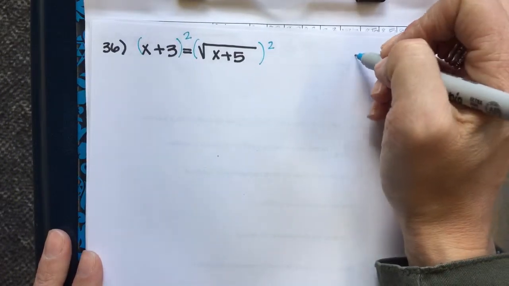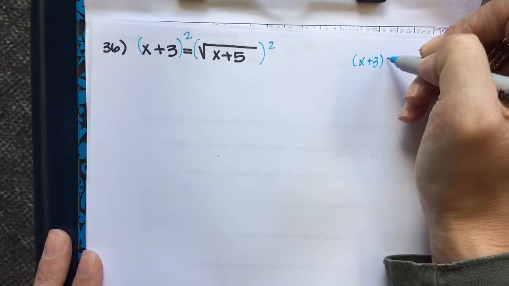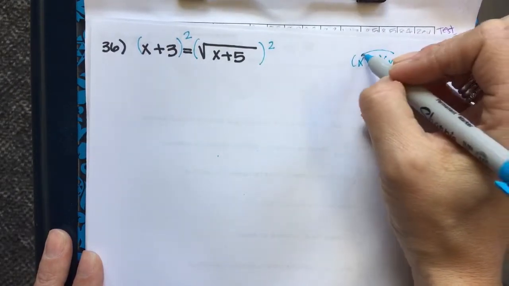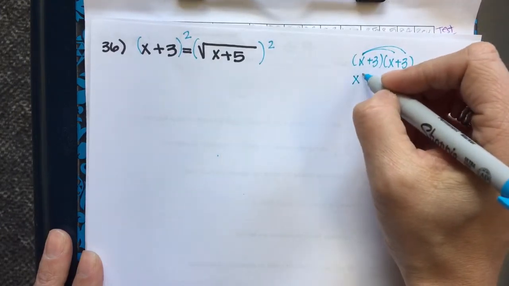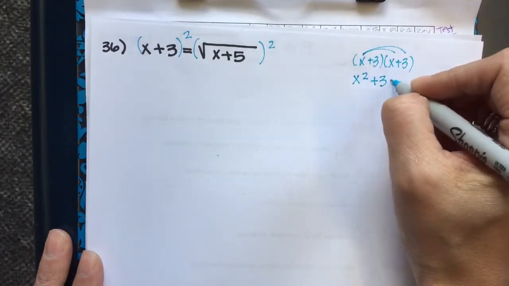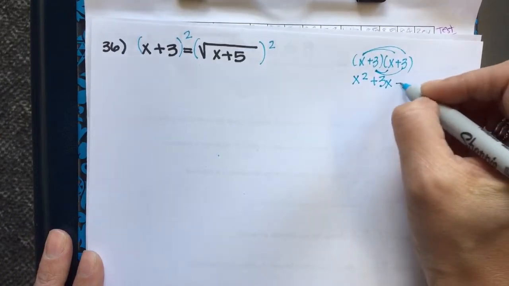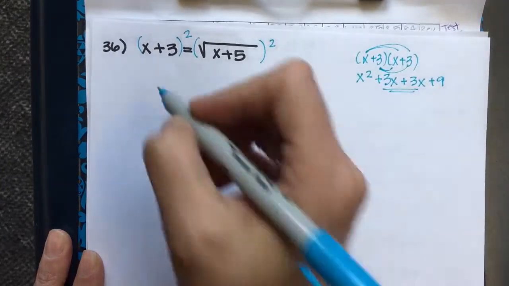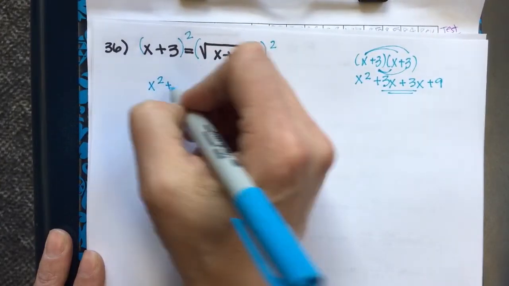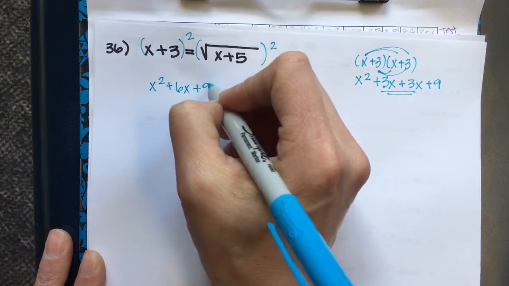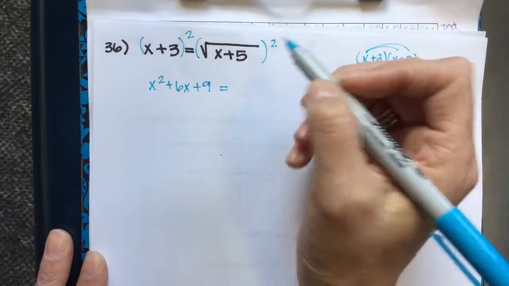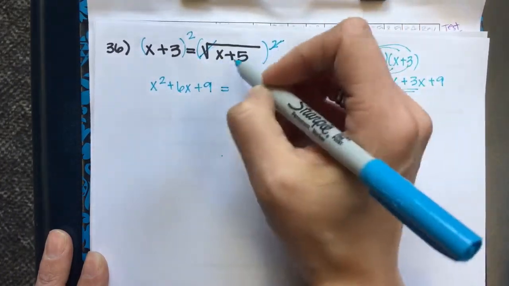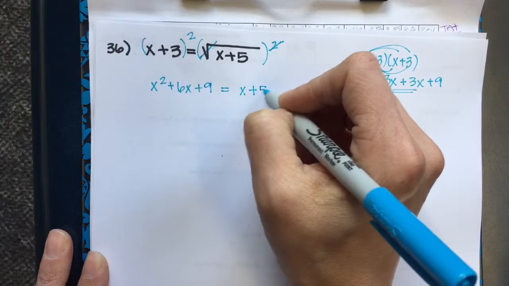So I'm multiplying an x plus 3 and an x plus 3 2 times, and we have to distribute. So I get x squared plus 3x plus 3x plus 9, and we can combine like terms. On the right-hand side, second root, second power are inverses, they cancel. We have x plus 5.